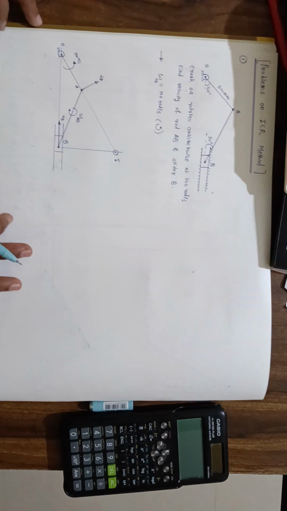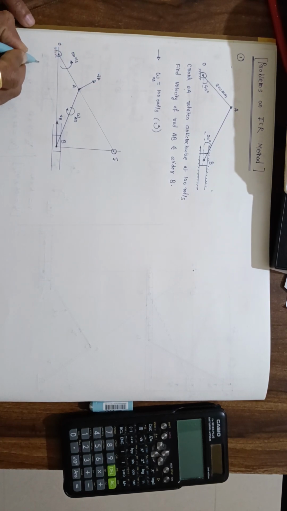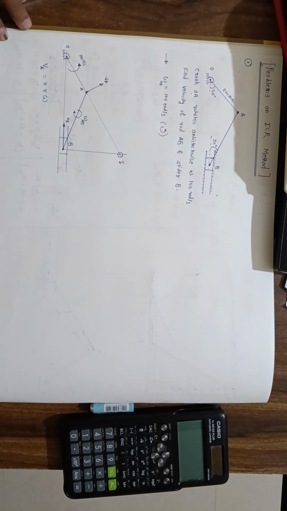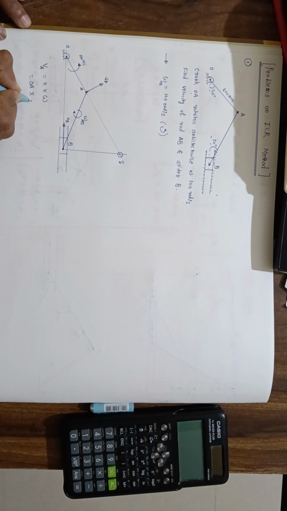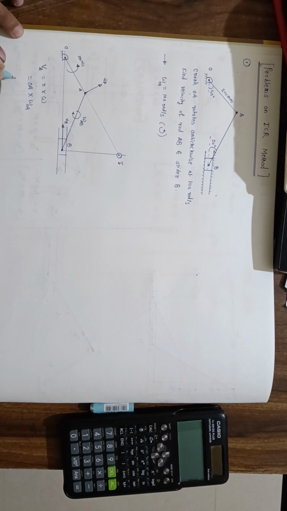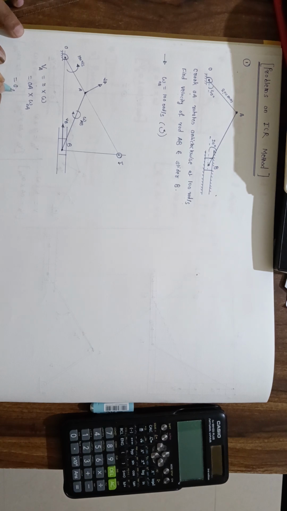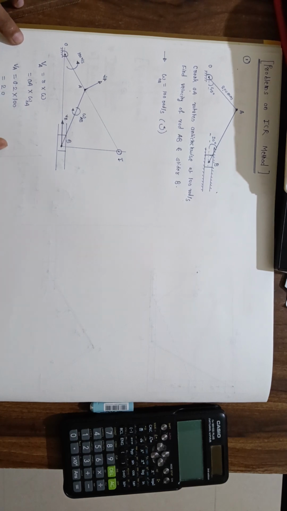Okay, now first find out VA. So VA is equal to R into omega. Now omega will be 100 rad per second and R will be distance OA. So write here OA into omega OA. Now distance OA is given, it is 200 mm. So this is 0.2 into omega, which is 100. So VA is equal to 20 meter per second.